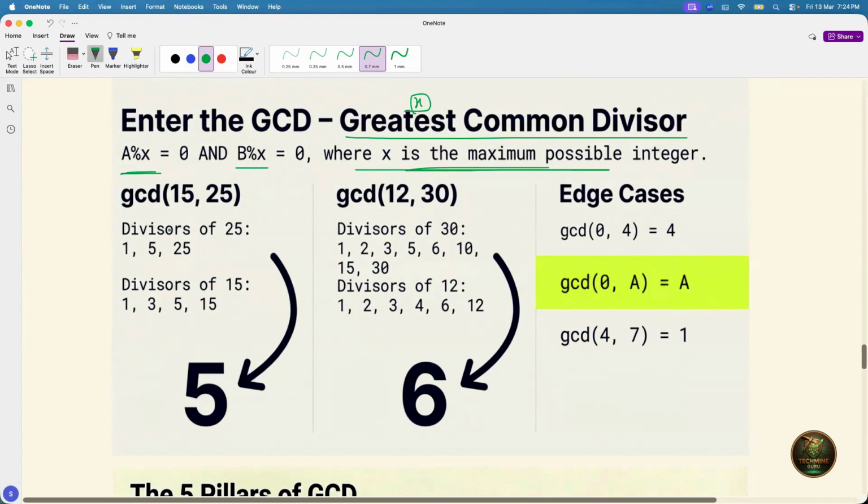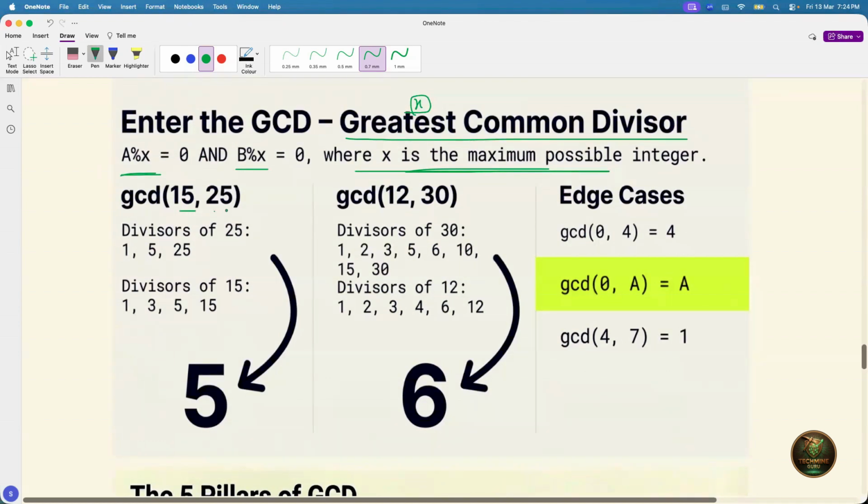So let's see that with an example. What is the GCD of 15 and 25? Let's first understand the divisors of 25. The divisors of 25 are 1, 5 and 25, right? Similarly, what are the divisors of 15? When I say divisors and factors, they are the same. The factors of 15 are 1, 3, 5 and 15. So in both these numbers, which is the greatest number dividing both of them? It is 5, right? So 5 is the greatest number dividing both 25 and 15, so 5 will be considered the GCD of 15 and 25.